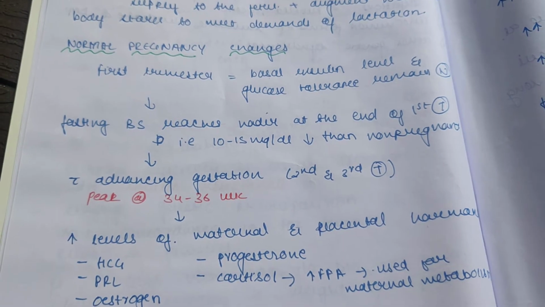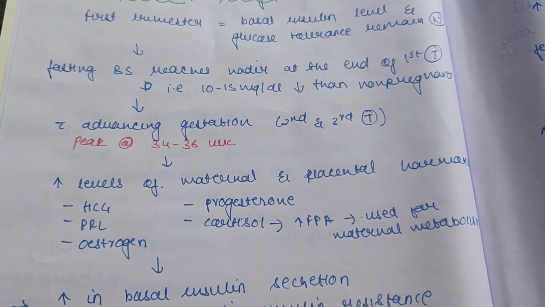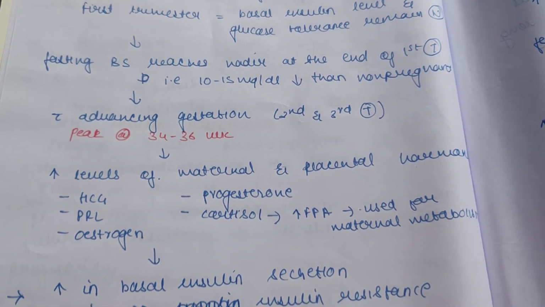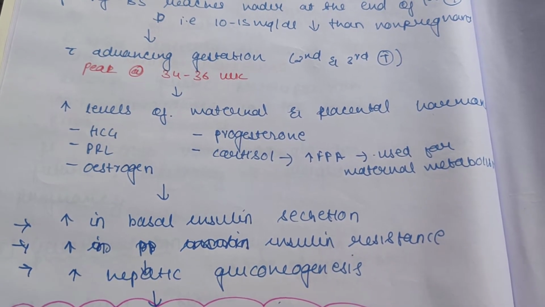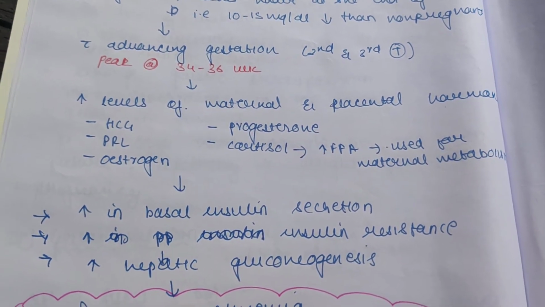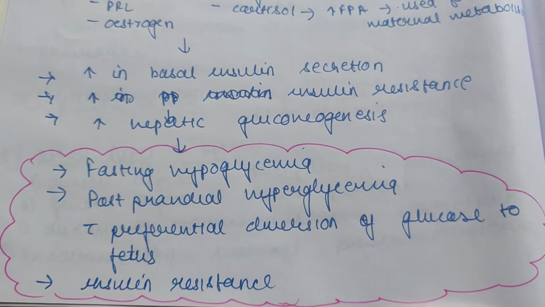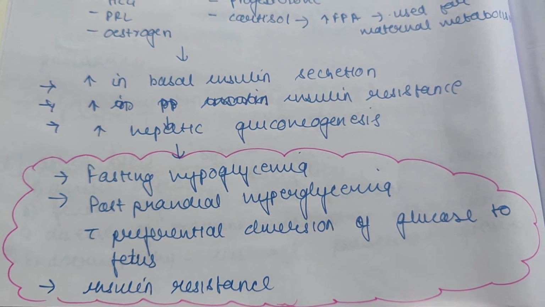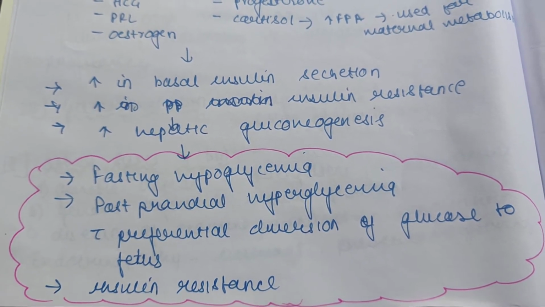With advancing gestation, as the placenta increases, the levels of placental hormones also increase. So the hormones such as HCG, prolactin, estrogen, progesterone and cortisol are all responsible for increasing the insulin secretion as well as increasing the insulin resistance. They also increase the hepatic gluconeogenesis. The result of this is increased plasma glucose levels with fasting hypoglycemia, postprandial hyperglycemia, with preferential diversion of glucose to the fetus, and insulin resistance. Fasting hypoglycemia occurs because of the continuous draw of glucose by the fetus.